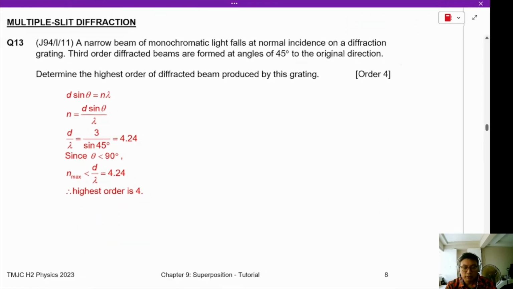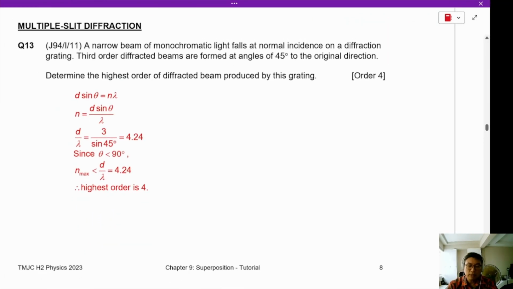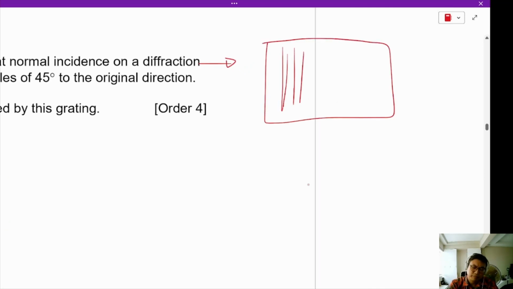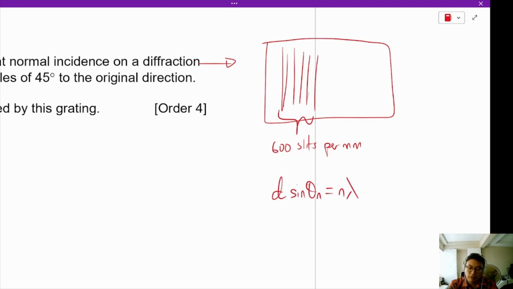Next, we're going to have multiple slit diffraction. Multiple slit diffraction consists of 2 kinds: slits with 6, 7, 8 slits, or slits with thousands of slits, such as the diffraction grating. Now, what is a diffraction grating? A diffraction grating is a grating made of molecular-sized slits. There can be up to 600 or even 1,000 slits per millimeter. The formula for this diffraction grating is the same as every other diffraction formula for 2 or more slits, which is d sine theta n equals n lambda.